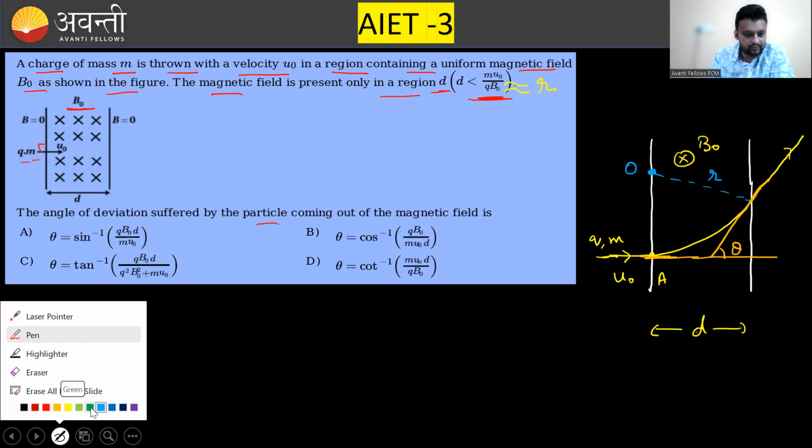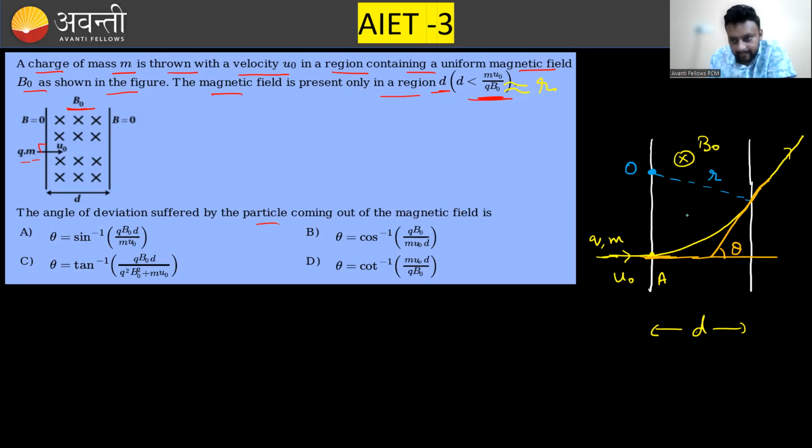For your simplicity, I am using different colors and I am just joining this one. Now tell me, this is the horizontal line, nothing special in it. This angle is theta, so this angle will also be theta. This theta is my angle of deviation. And if this angle is theta, this will be 90 minus theta and this will be theta again. So I need to calculate this theta.